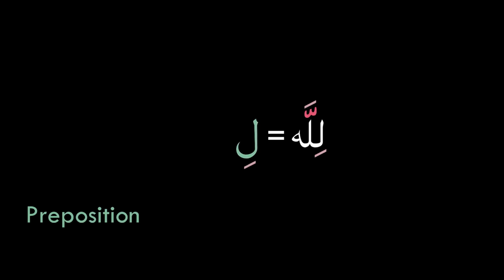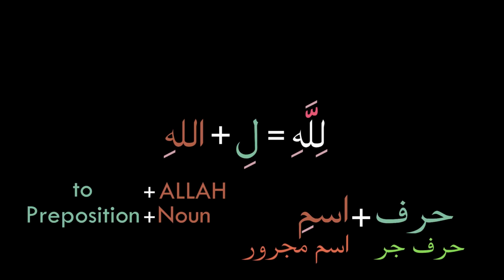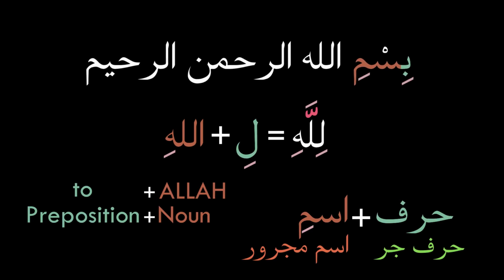And it is a preposition, or harf, which means to. This preposition is always prefixed to a noun, and the noun that comes after li must also end with a kesra. So the noun Allah here is ending with kesra. We call the preposition li in Arabic by harfu jar, and the noun that comes after it, we call it ismun majroor, like bismi in Bismillahir Rahmanir Rahim. Check the episode of the meaning of Bismillah.